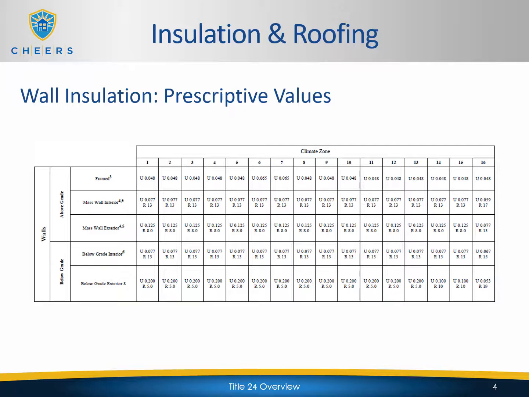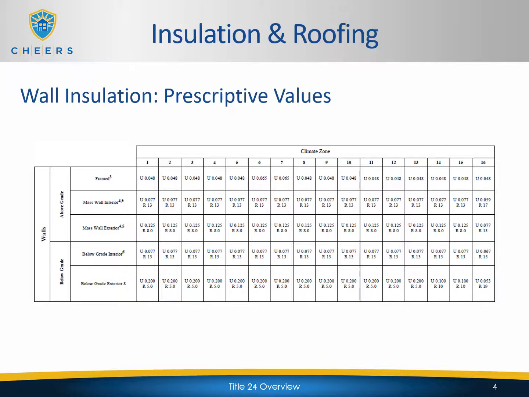So here we have the table that contains a prescriptive value. So here's the table from package A, and this is the walls section. You can see that it is broken down into a couple of different categories. We've got above grade and below grade walls, and then within those we have framed and mass, and then both for the mass walls and the below grade, whether it's an interior value or an exterior value.